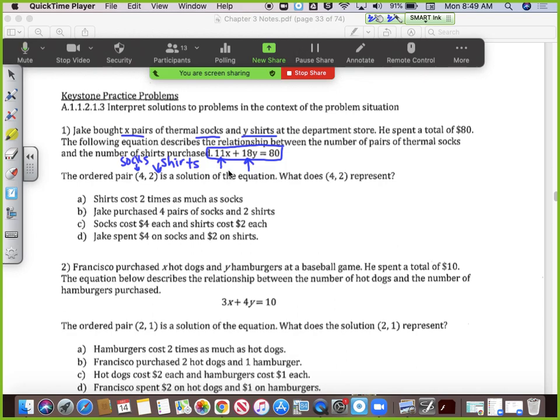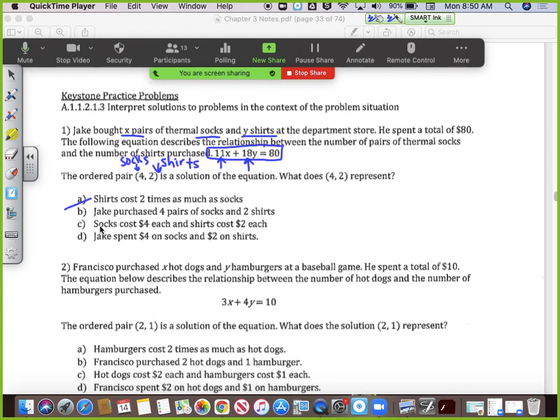It is there to trick you because 2 times 2 is 4, so it might look like that's true, but it's not actually true. 4-2 is going to represent how many pairs of socks and shirts you're going to get. So letter B says Jake purchased 4 pairs of socks and 2 shirts. Well, that looks pretty spot on since 4 represents socks and 2 represents shirts. So it looks like B is going to be the answer, but let's just show you why C and D are not answers.